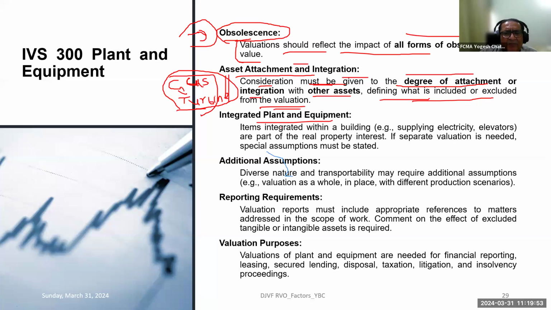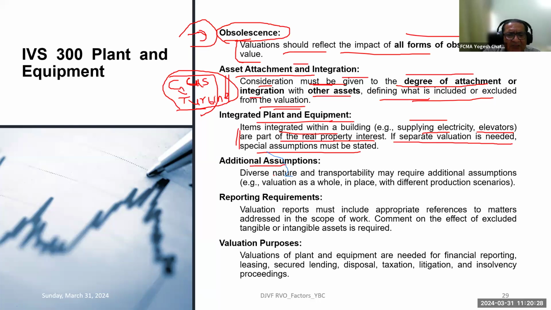Integrated plant and equipment items integrated within a building, like supplying electricity, elevators, these are part of the real property interest. If a separate valuation is needed, a special assumption must be stated. So either that can go with plant and machinery, like electricity and elevator. Supplying electricity will require a host of electrical equipment. So whether that is integrated within a building or separate, that consideration needs to be given.